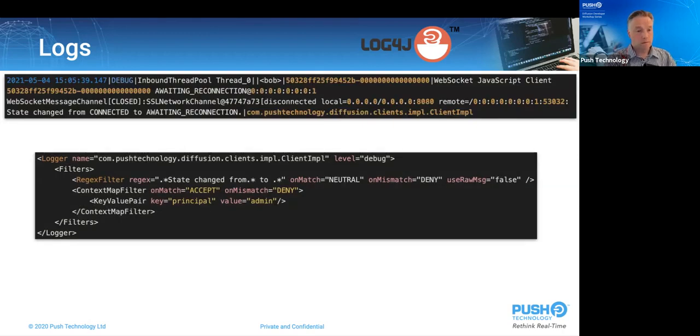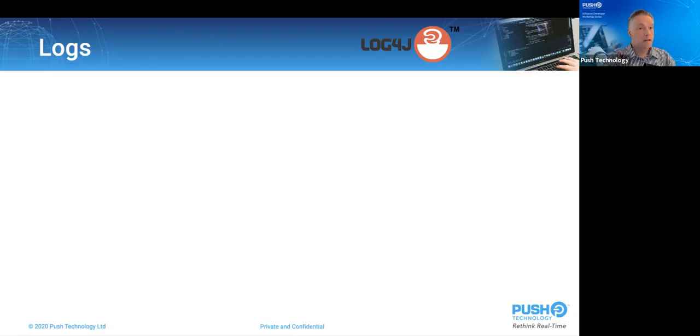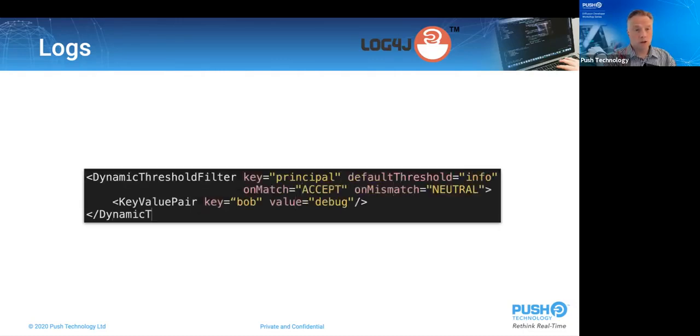This will elevate the client impl class to debug for log messages that match this regex and where the principal is Bob. This will have a performance cost, so use it judiciously, but do not discount the value of the results of this either. If we need to elevate all logging for a single user, we can use this, which is included in the comments of the out-of-the-box configuration. This elevates all logging for user Bob to debug, leaving it at info for everybody else.